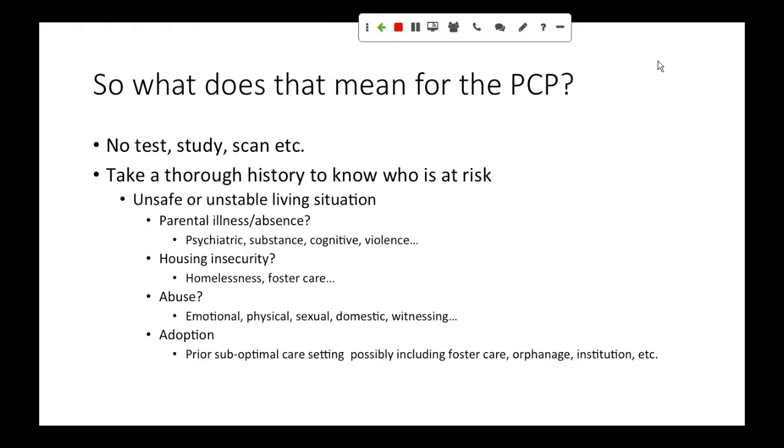And we really do need to not just look cross-sectionally at the youngster who may be exhibiting social difficulties, irritability, seems withdrawn, but we really need to know about the living situation. Is it unsafe or unstable? Is there a parent with illness or absence? And that could be a psychiatric, substance, cognitive, or violence issue, or somebody who's disappeared. Housing insecurity. We take care of a lot of families who are intermittently homeless, maybe in and out of foster care. Is there abuse, emotional, physical, sexual abuse, domestic violence, witnessing any of those things as well.